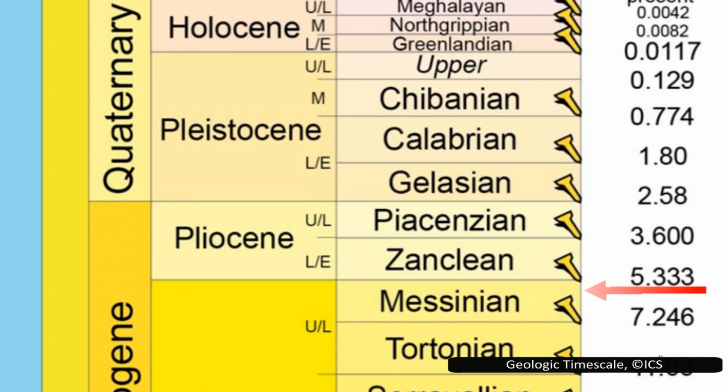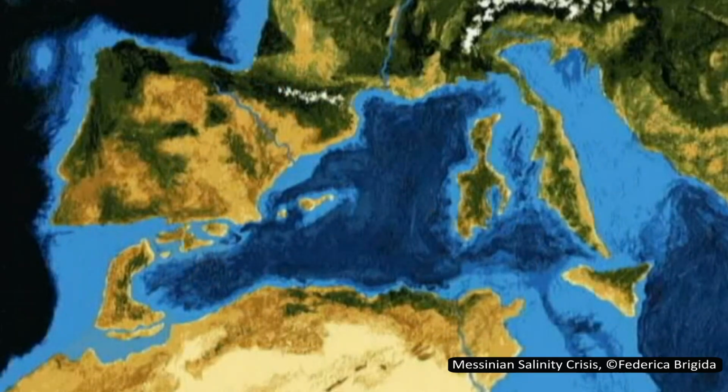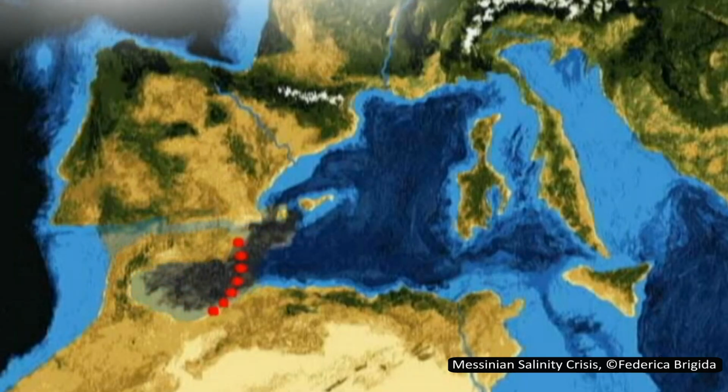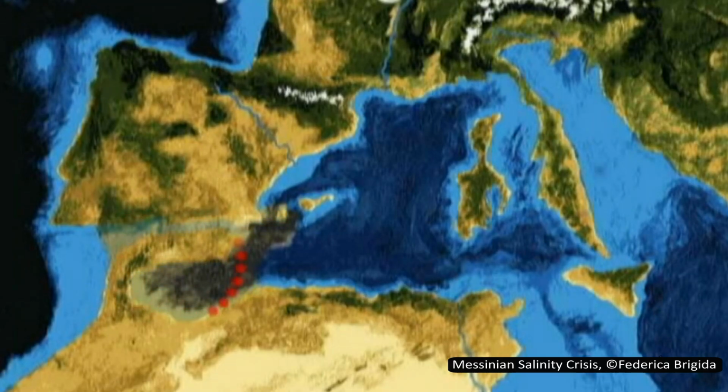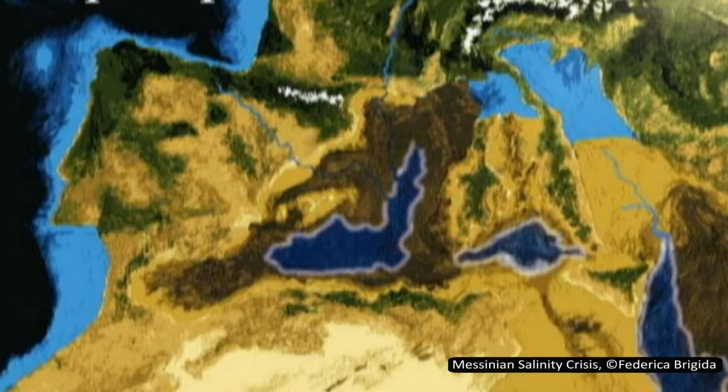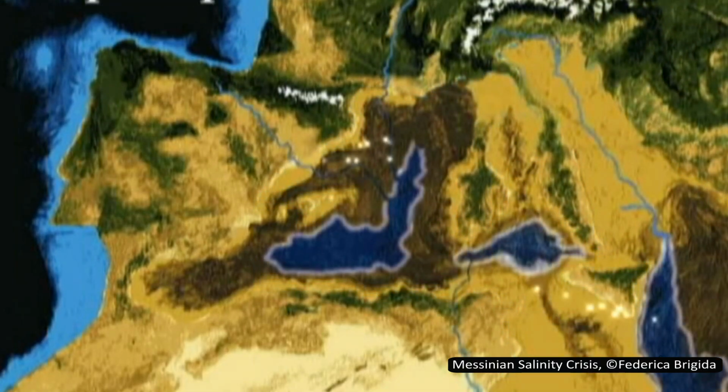Around 5.96 million years ago, tectonic shifts closed the connection between the Atlantic Ocean and the Mediterranean basin. This narrow marine link, like the precursor of today's Strait of Gibraltar, had been keeping the Mediterranean filled with seawater. Once it was blocked, evaporation started to remove water faster than it could be replaced by rivers and rain.